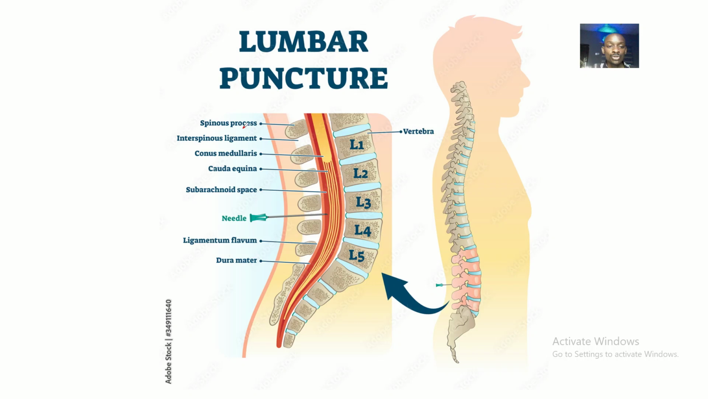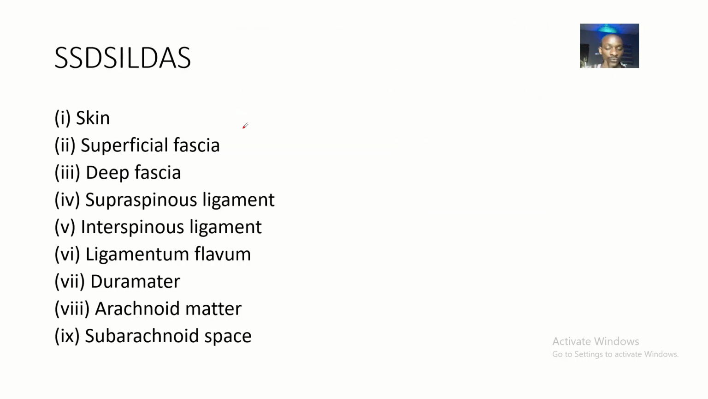All right, so many structures though. But I'd like you guys to follow what I have here, because it is neatly arranged. The mnemonic for this is SSD SEAL DAS. It worked for me and it can work for you. SSD SEAL DAS. You see how I spell it?